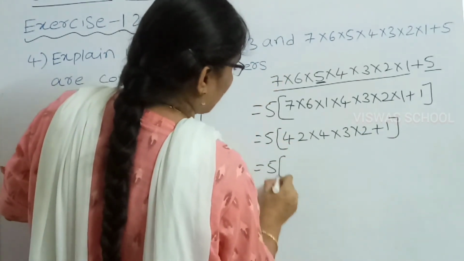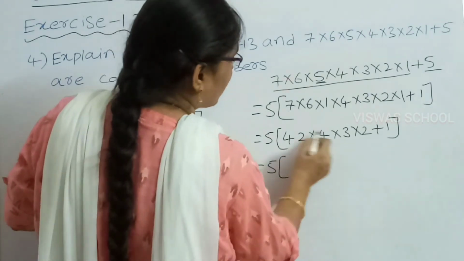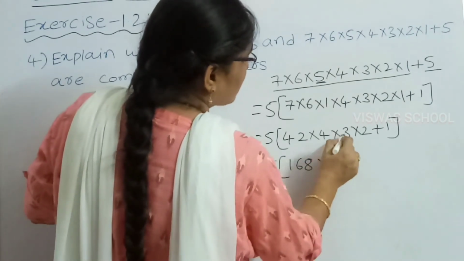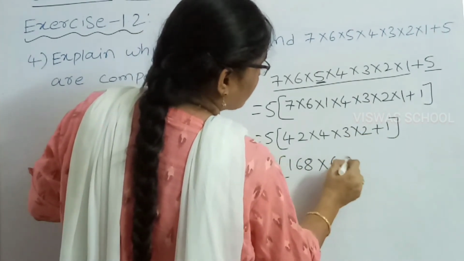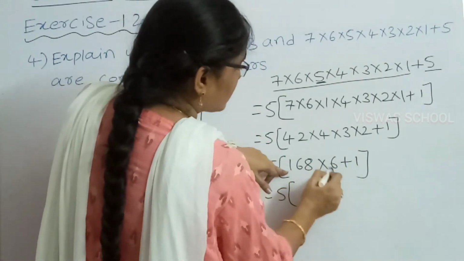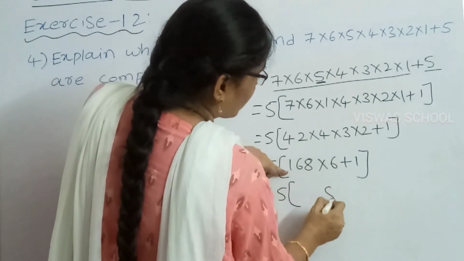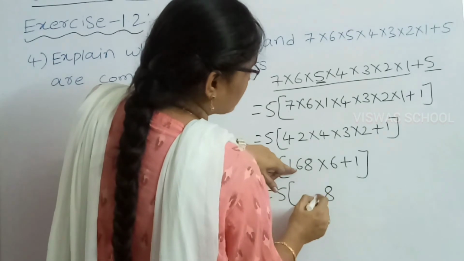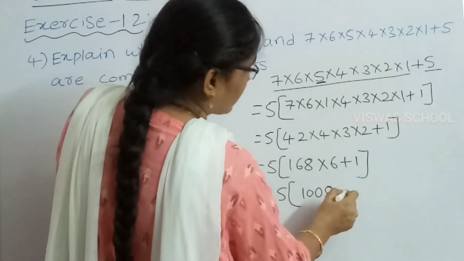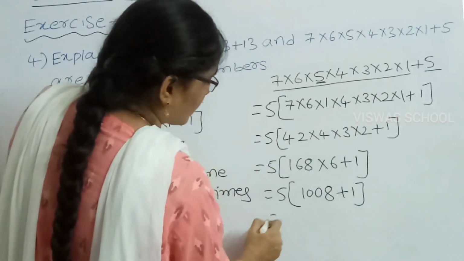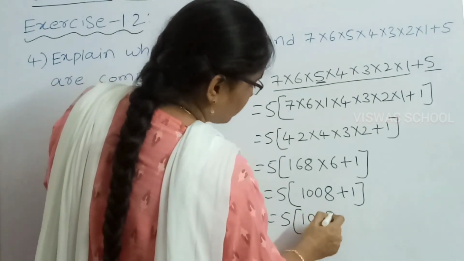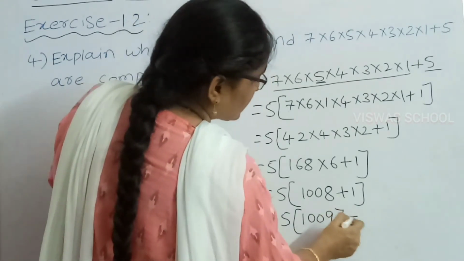Now it equals 5 into 42 into 4, which is what? 4 2s are 8, 4 4s are 16, 168, into 3 2s are 6. And here it is plus 1. Now it equals 5 into 168 into 6. That is 6 8s are 48, 6 6s are 36, 36 plus 4 equals 40, 6 1s are 6, 6 plus 4 is 10. 1008. And this is plus 1. That is 5 into 1008 plus 1, which equals 1009.